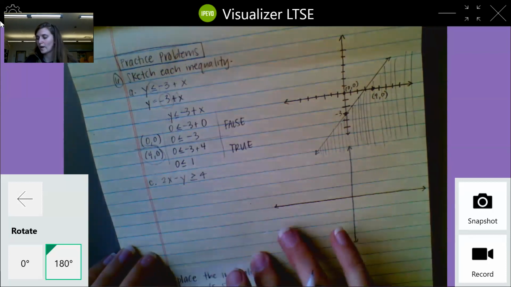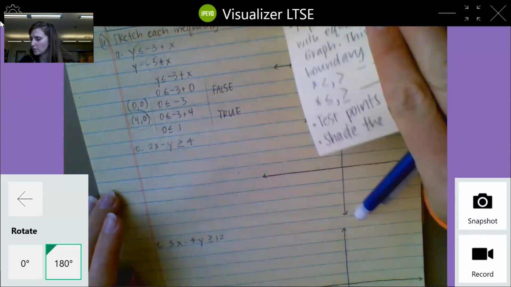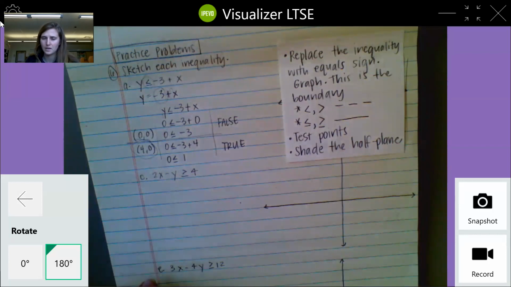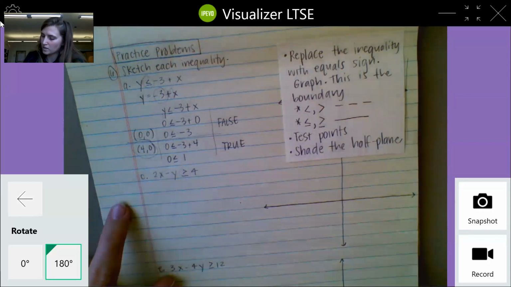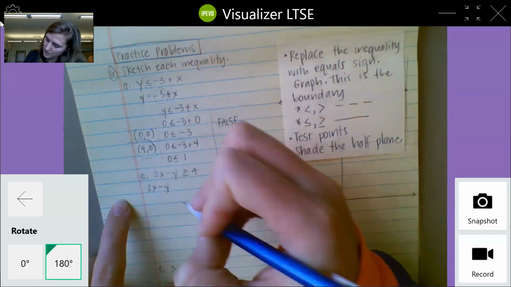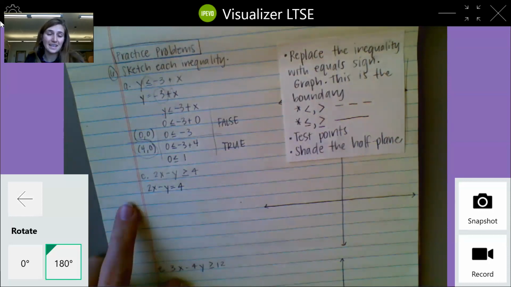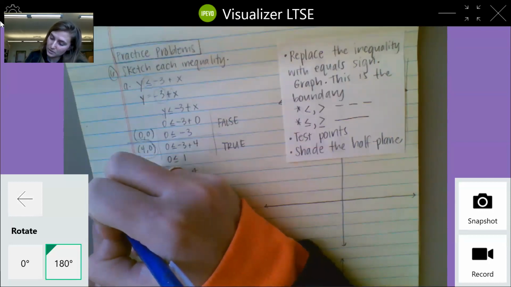We have 2x minus y greater than or equal to 4. First thing we want to do is replace the inequality with an equal sign. Graph, and that's the boundary line. That would give us 2x minus y equals 4. We can see that that is in standard form.